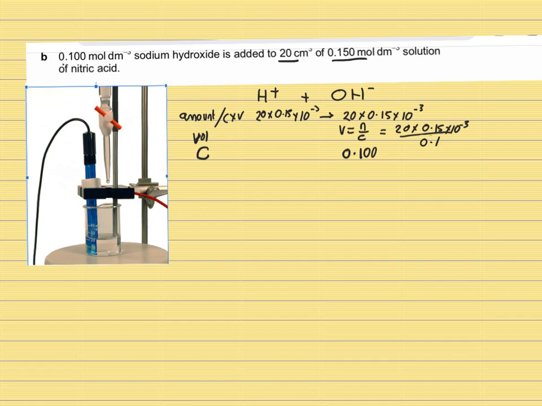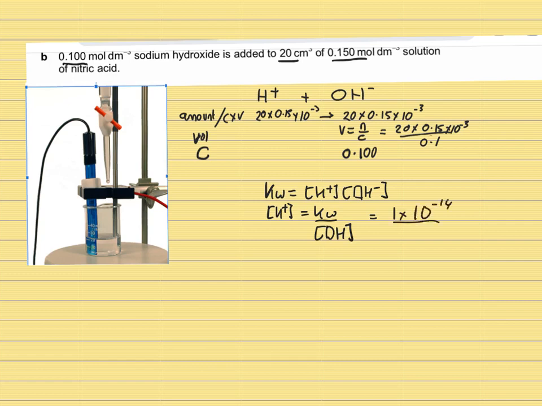Now, the sodium hydroxide is going to be in excess at the end, and therefore we want to know our final pH. Because we've got alkali in excess, we're going to use Kw is equal to the concentration of hydrogen ions times the concentration of hydroxide ions. And therefore we rearrange this to get our hydrogen ion concentration, which is Kw over the hydroxide ion concentration. Remember, Kw is equal to 1 times 10 to the minus 14 mol squared dm to the minus 6. Our hydroxide ion concentration, we're told, is 0.1.